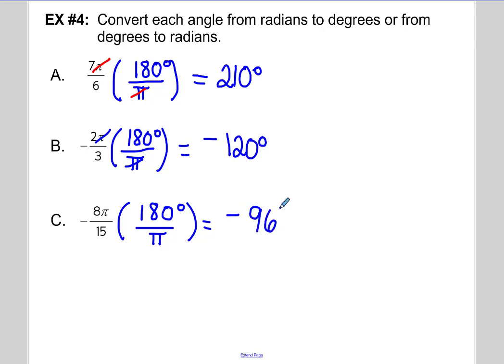And I get -96 degrees. So this is going from a radian to a degree. The next three, we're going to go the other way. So we have degree measurements, and we want a radian measurement, and a radian would be the relationship of pi is equivalent to 180. We can cancel the degrees, they'll go away, and 135 pi divided by 180 can be simplified to 3 pi over 4.